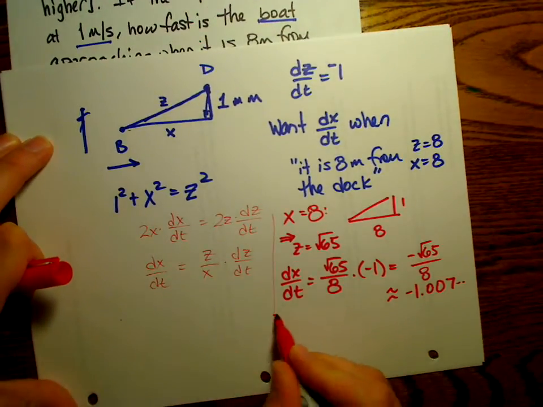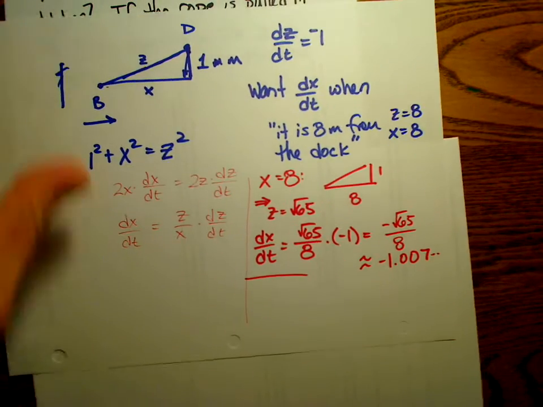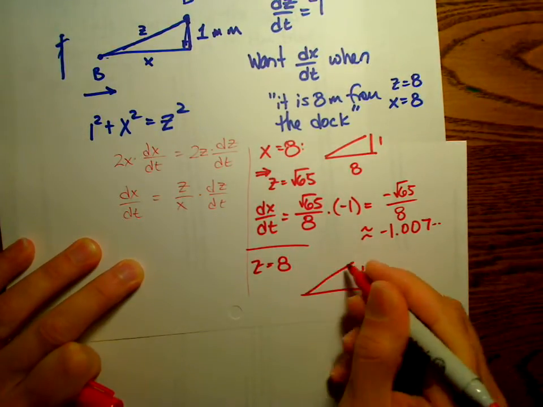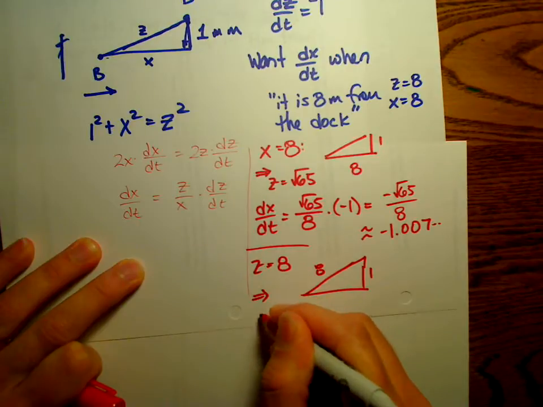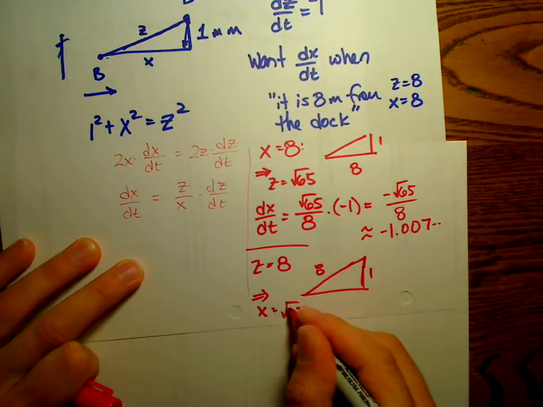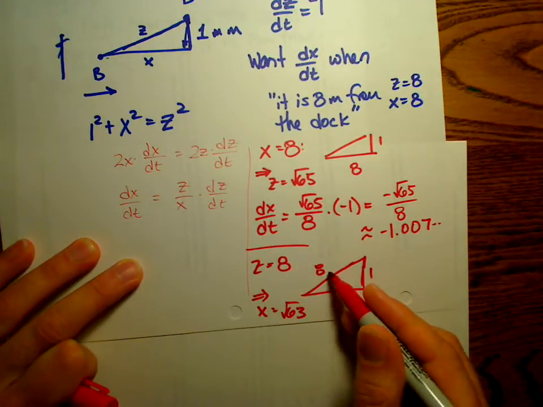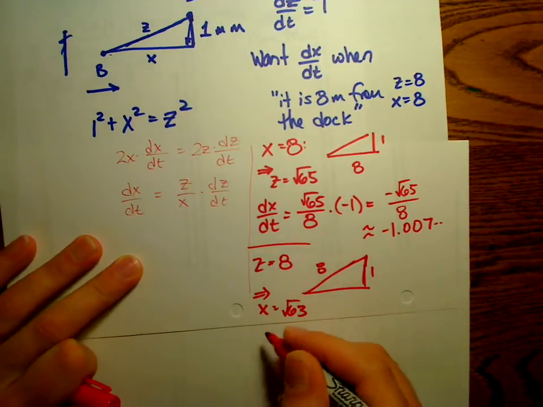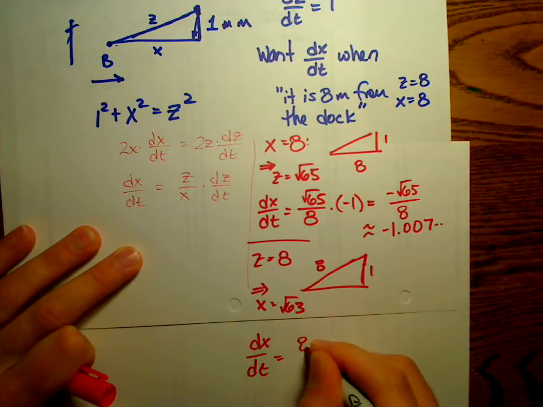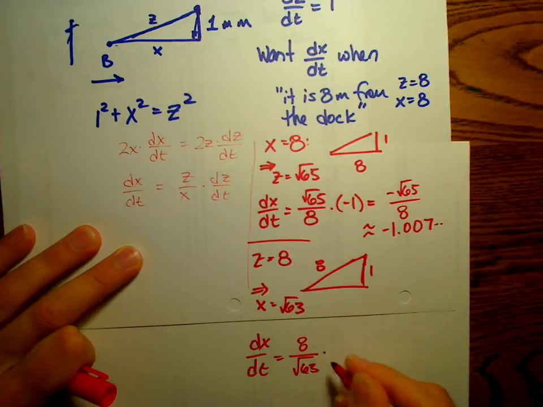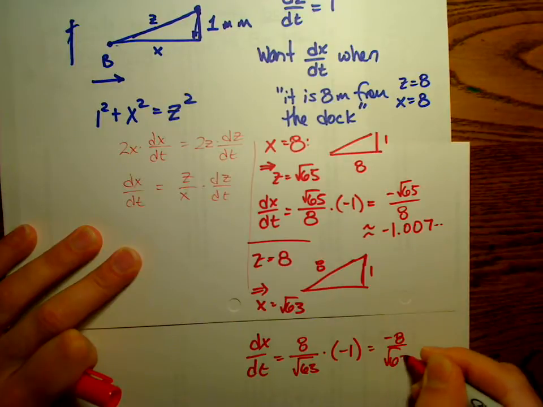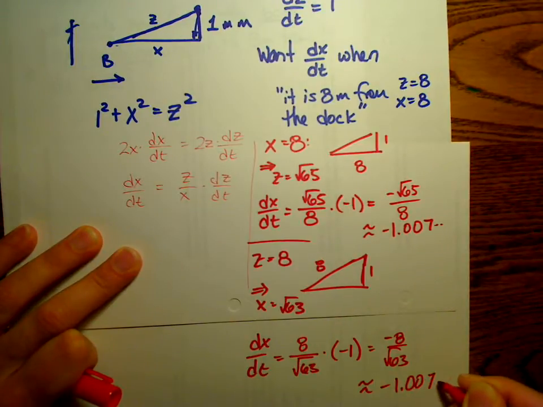Or if they actually want the z equals 8, fine, we can do that. If z equals 8, that would imply that x, by Pythagorean theorem, would be square root of 63, because that's the thing that makes 1 squared plus whatever this is squared equal 8 squared, which is 64. And so then the dx/dt would be z, which we just said was 8, over x, square root of 63, times dz/dt, that -1, and so that's negative 8 over square root of 63. This is again about 1.007.